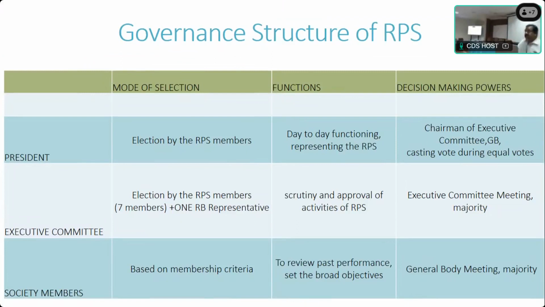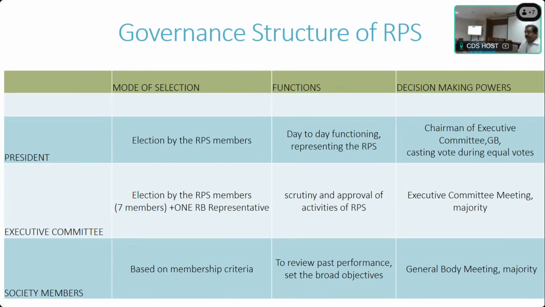There are 7 executive committee members, including the president, and 1 rubber board representative, who is an ex officio member. Then you have the society members, who directly elect the executive committee as well as the president. There is also a vice president with similar powers, so I'm not mentioning that. As for functions, the society members review past performance and set the broad objectives.